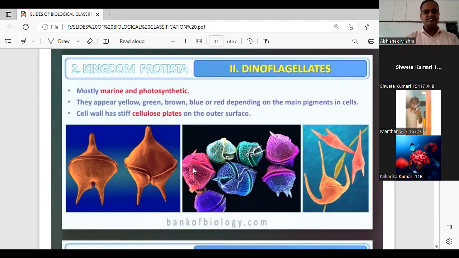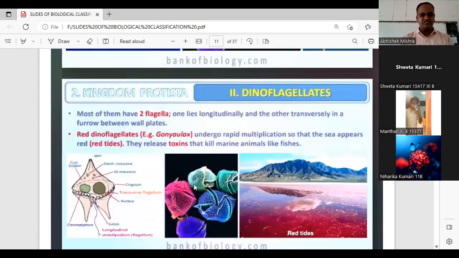Now, the most important thing is, what is the unique feature of this dinoflagellate? There is a dinoflagellate, and the name of the dinoflagellate is Gonyaulax. Okay, and this dinoflagellate undergoes rapid multiplication. And on undergoing rapid multiplication, when they are present in the sea, along the tide, the whole tide appears red. So that is why this is called red tide.